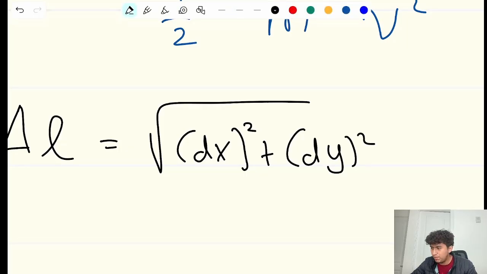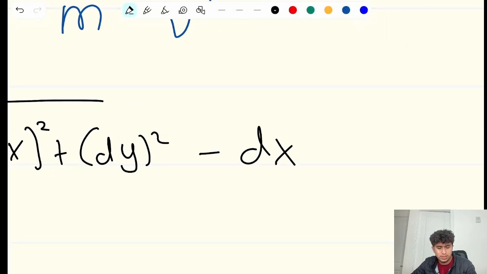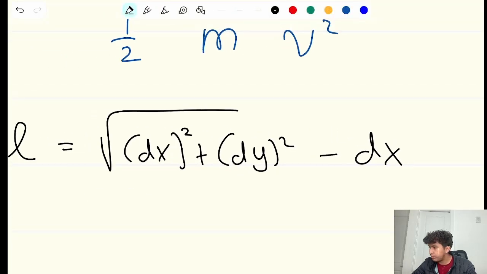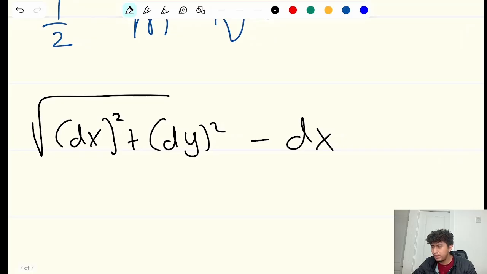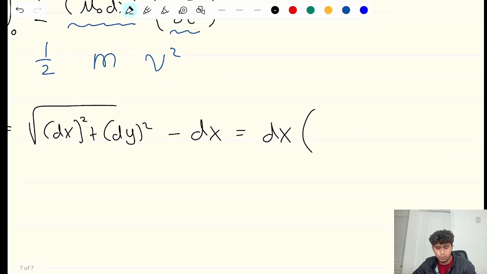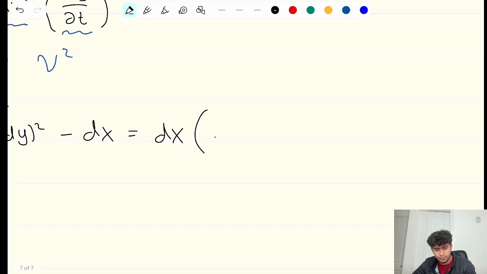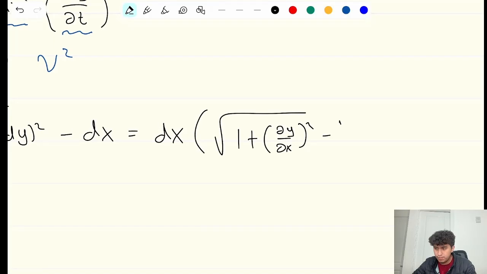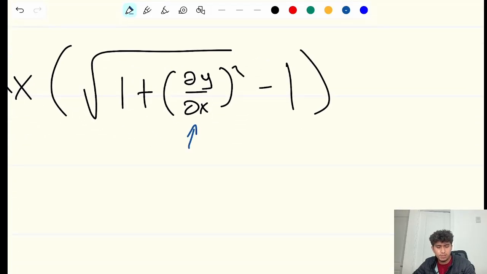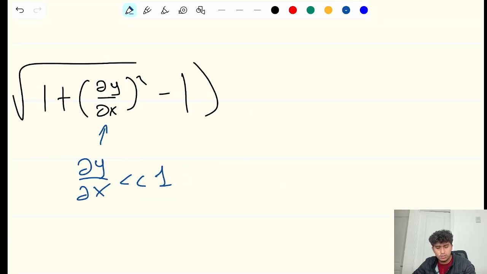So we have this square root minus dx. So this is how much the string stretched compared to the original length. So we can do this: 1 plus partial x squared, minus 1. And since we have small oscillations, remember that this factor is going to be much less than 1. So then this is going to boil down to dx times 1/2.